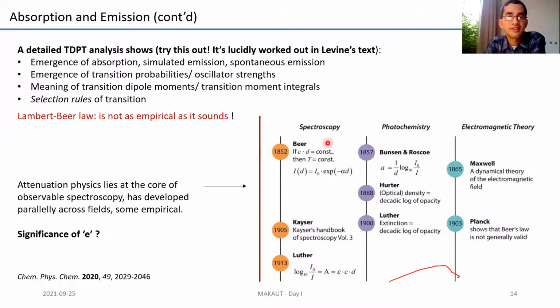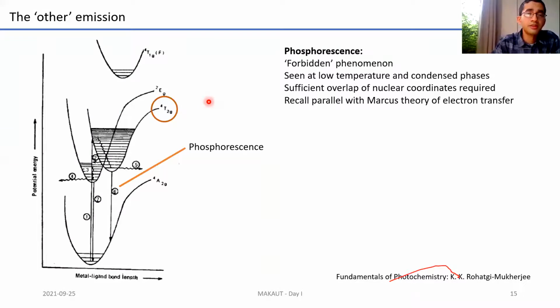So you can see here that these laws have developed parallelly, and this kind of a TDPT analysis will let you know that they can all be reconciled into a single theoretical framework. So enough about absorption and emission. A little bit more, if we go, there's another kind of emission. This is the phosphorescence that I was talking about.